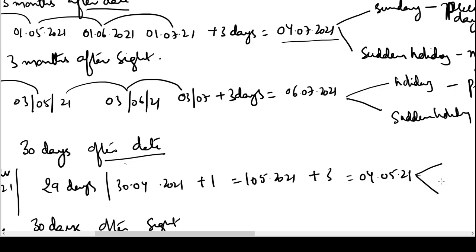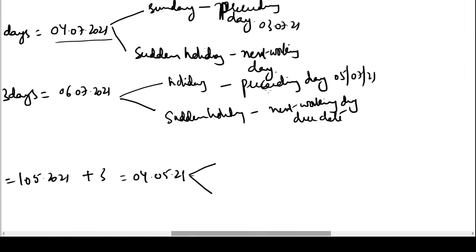Again the same situations we can discuss here. If it is a public holiday declared even before we drew the bill, it was known that this day will be a holiday. In such case, the preceding day will be the due date.